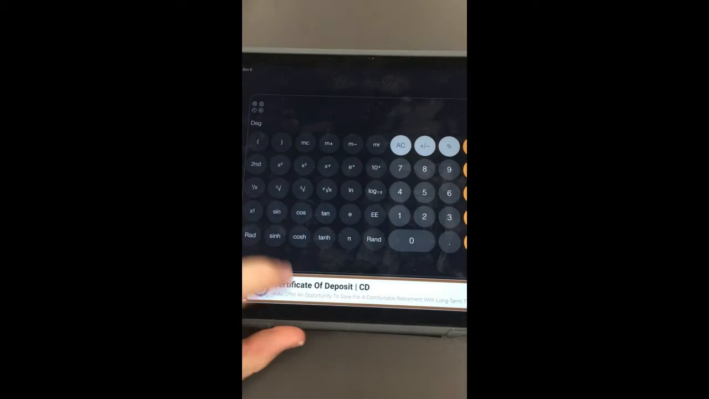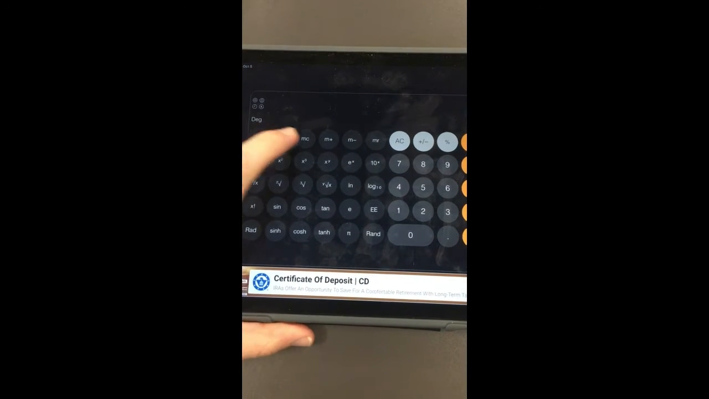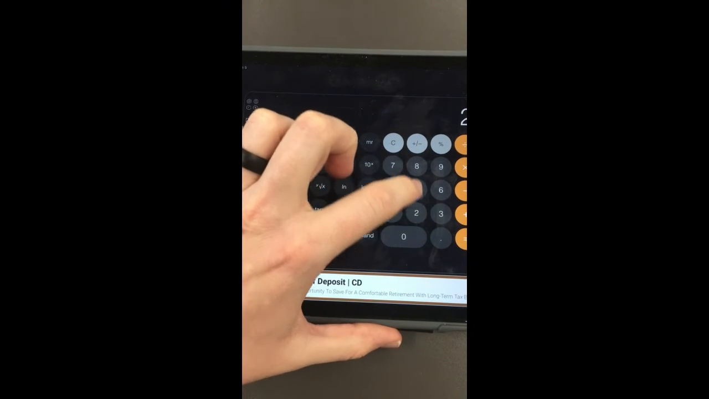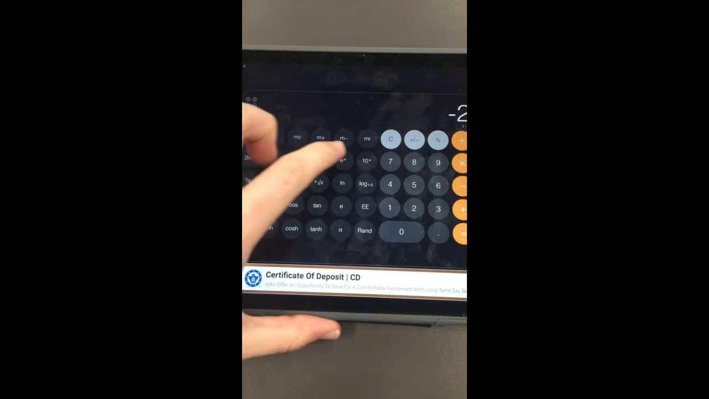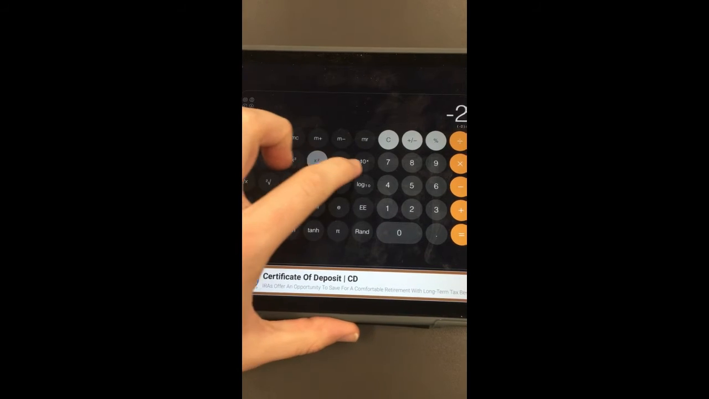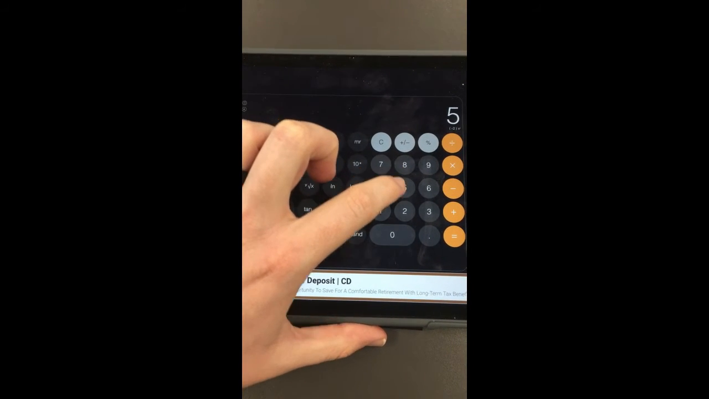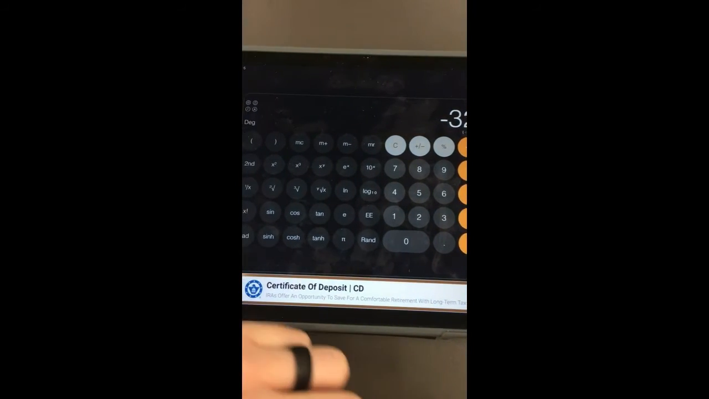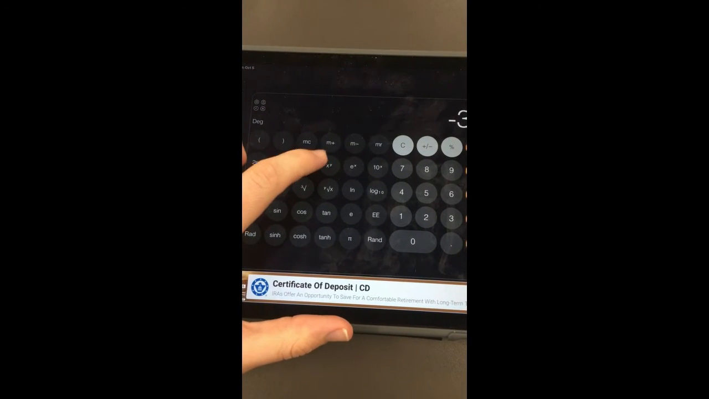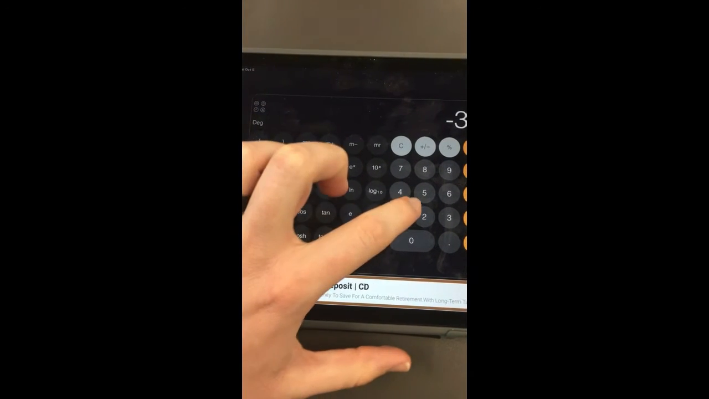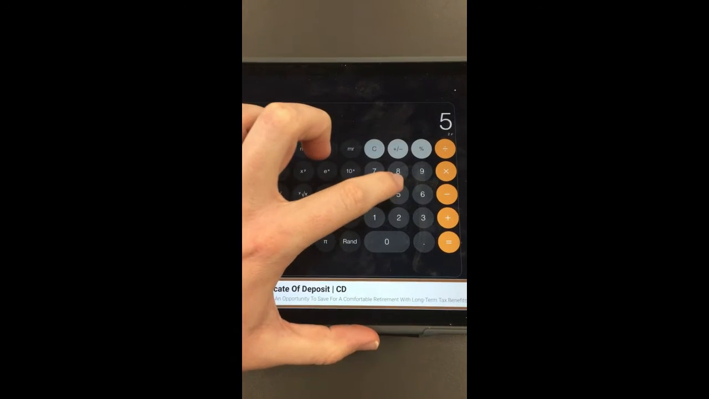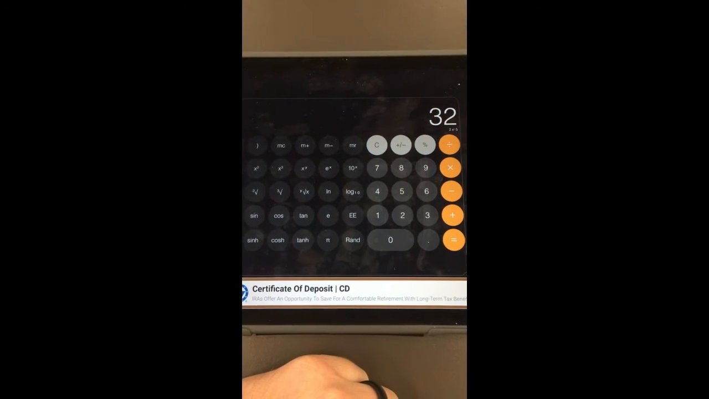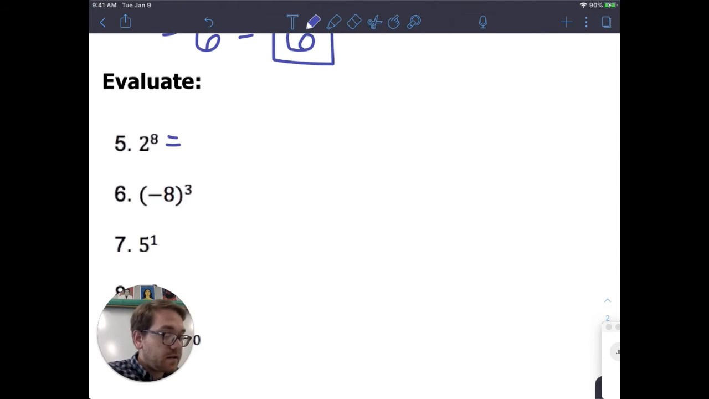Again, if I was doing negatives, I would want to put it in parentheses. So parentheses, 2, and make that negative, close parentheses, and then I'll hit the exponent button, raise to the 5th power, equals -32. So again, this x to the y, that is your exponent button. You hit your base, and then your exponent button, and then your exponent. And so after using our calculator, we get 256.